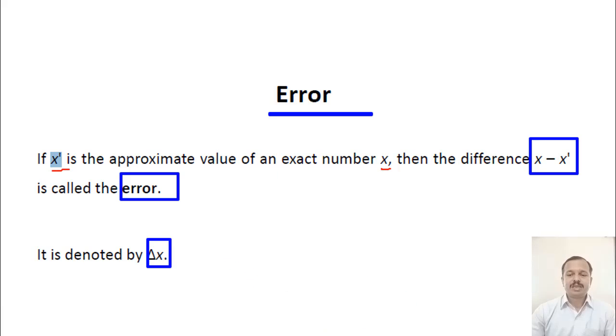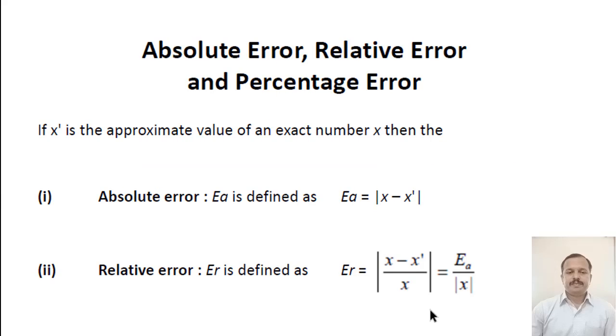Now let us discuss what is meant by the absolute error. If we consider absolute of the error, we have seen that x minus x dash, that is the numerical difference of given number x and its approximate value x dash, is called as error. If we take the absolute of that, then we will get the absolute error. So this is the definition of absolute error.